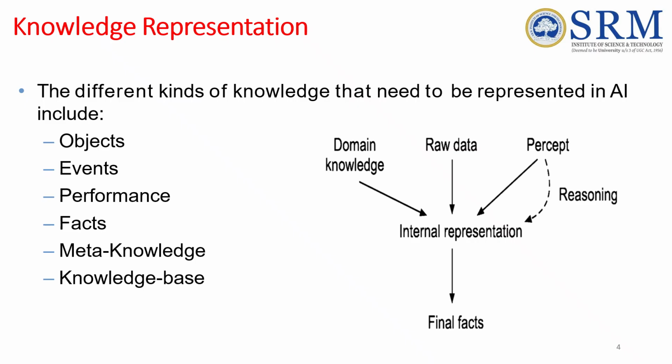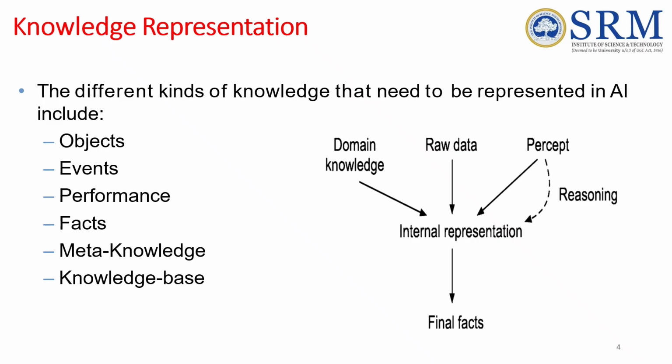Next is raw data. It is unprocessed fact collected from the environment, for example temperature readings, patient symptoms, or sensor values. Then percept: information received through sensors or observation, for example a robot detecting an obstacle or a camera capturing an image.